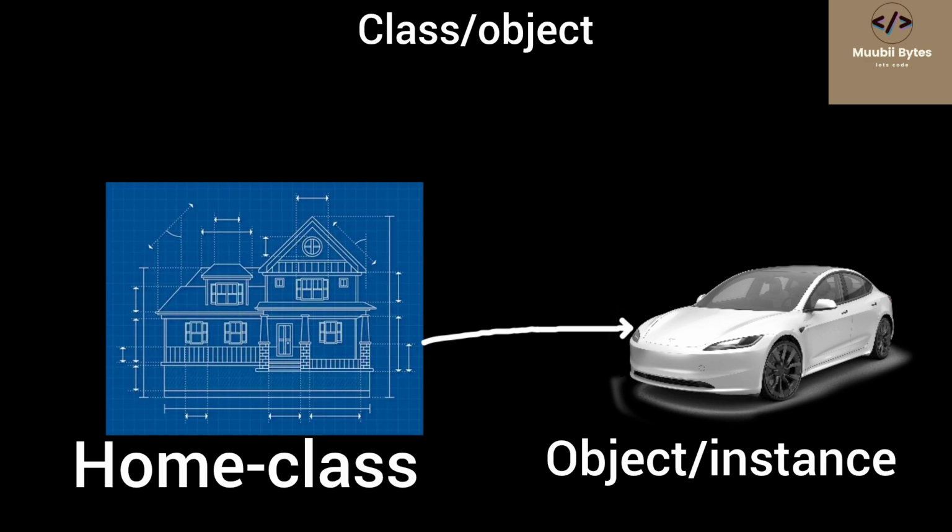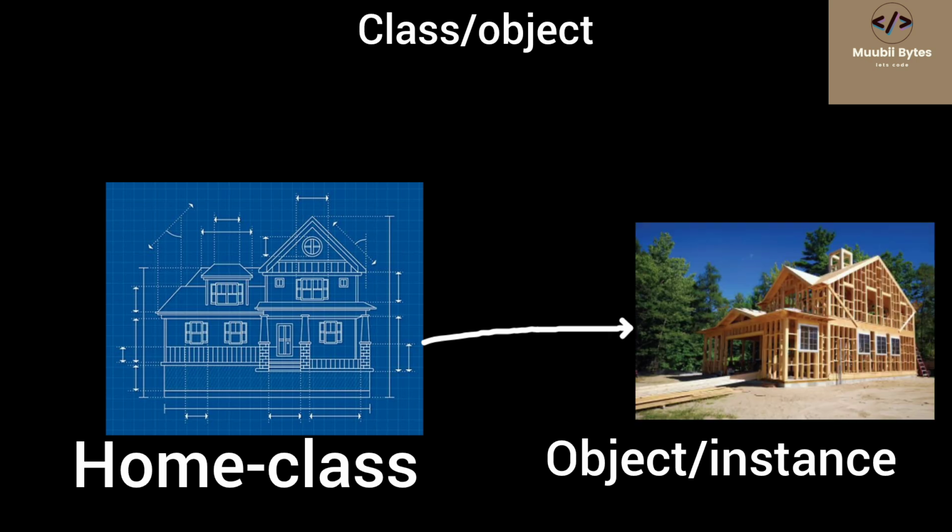When you look at it from a home perspective, the architecture of your house is the class, while the house itself is an object.